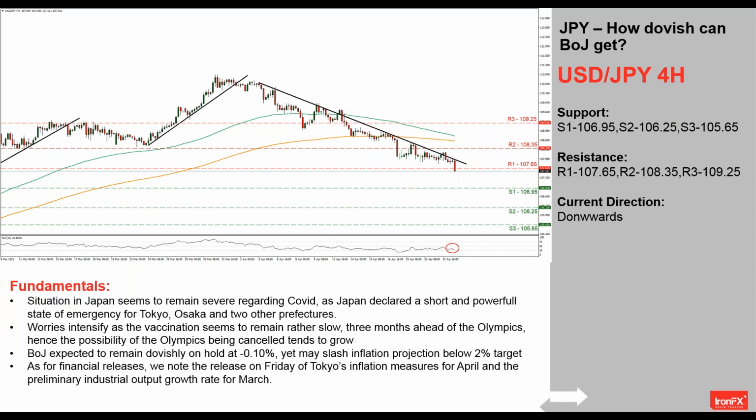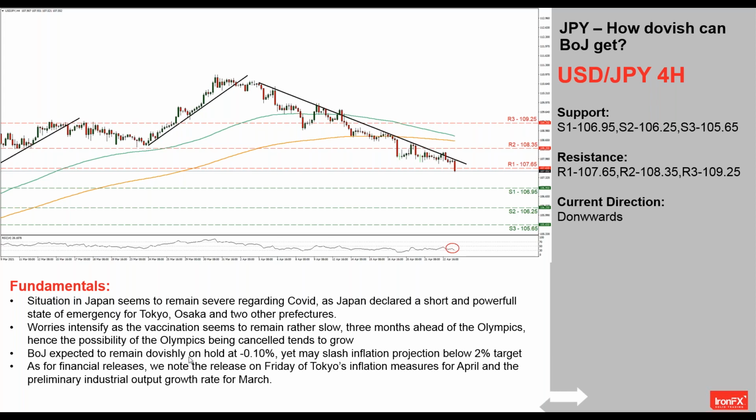Now, overall, given the threats surrounding the Japanese economic recovery, the question that arises is how much more dovish the BOJ could actually get. Reports are highlighting the possibility of the bank lowering its inflation forecast below the 2% target, and such a scenario could highlight the limits of the bank's current ultra-dovish monetary policy. As for financial releases, we note the release on Friday of Tokyo's inflation measures for April and the preliminary industrial output growth rate for March.